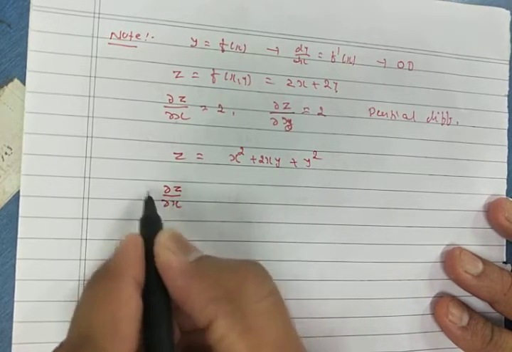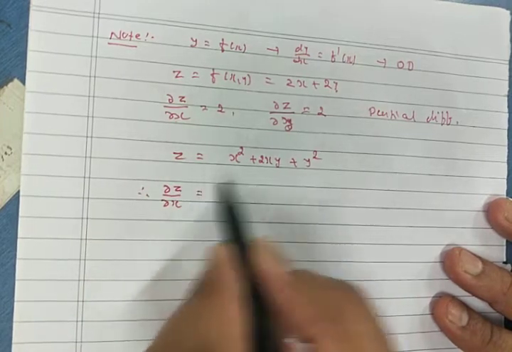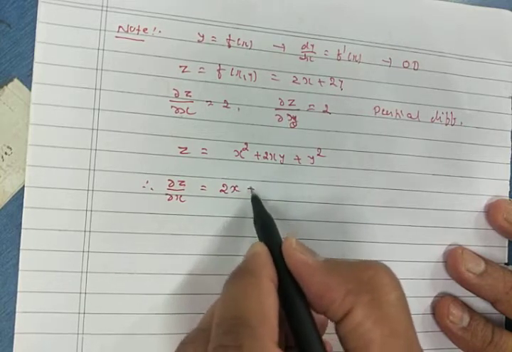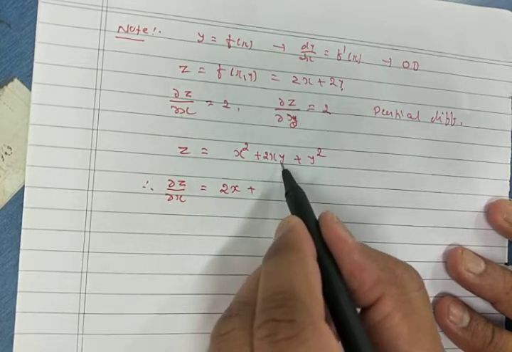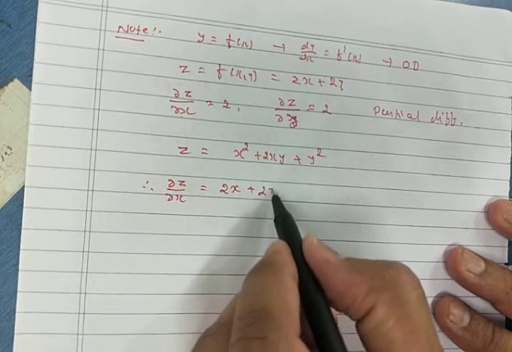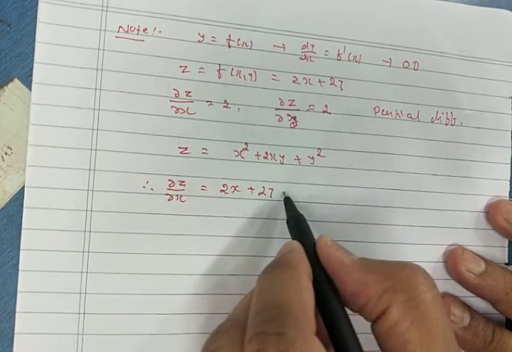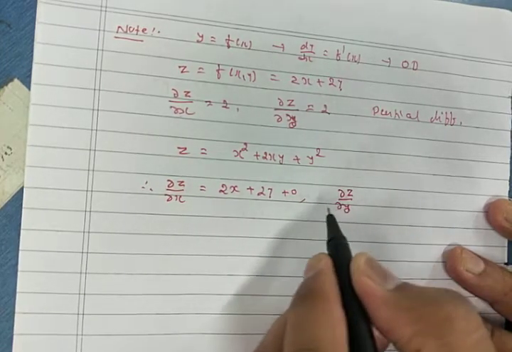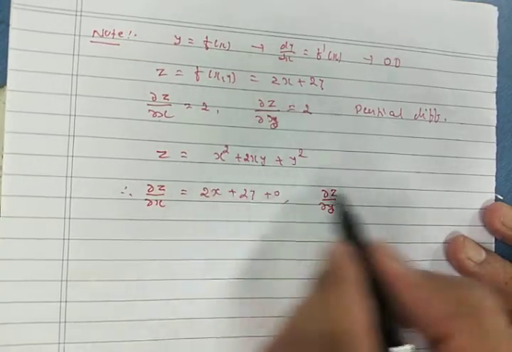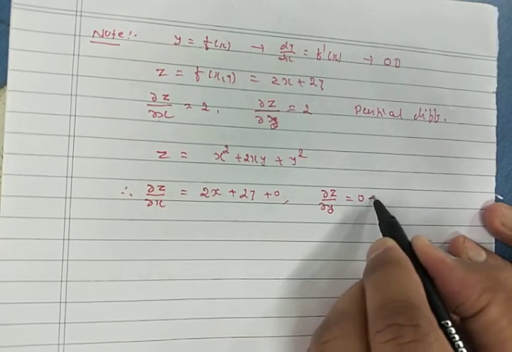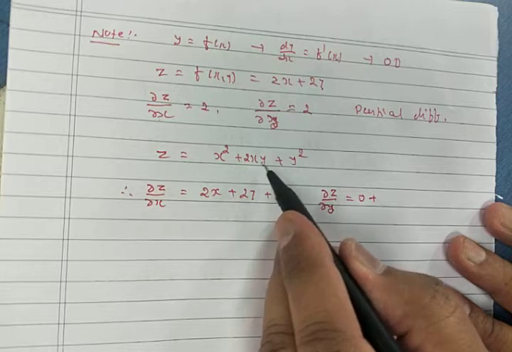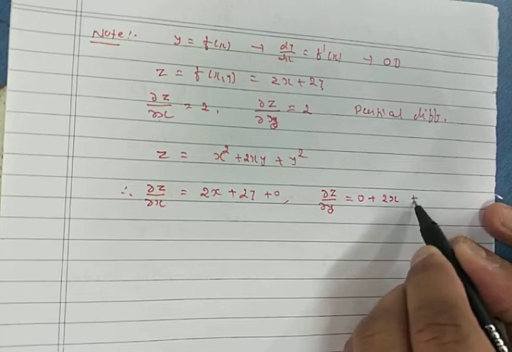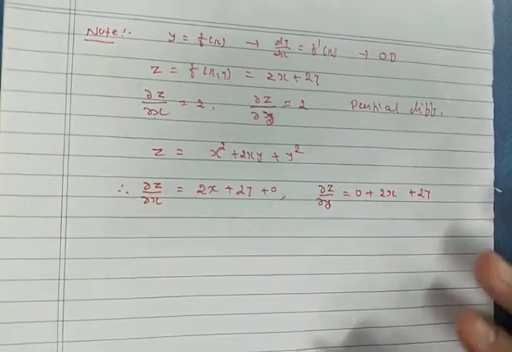Differentiate partially with respect to x. So we have to take y as a constant. So the derivative of x square is 2x. Y is a constant, so 2y is constant, derivative of x is 1, that is 2y, and derivative of y square is 0. Clear? And del z by del y, if we differentiate with respect to y, then x square is constant, so 0. 2x is constant, so differentiation of y is 2x plus y square is 2y.